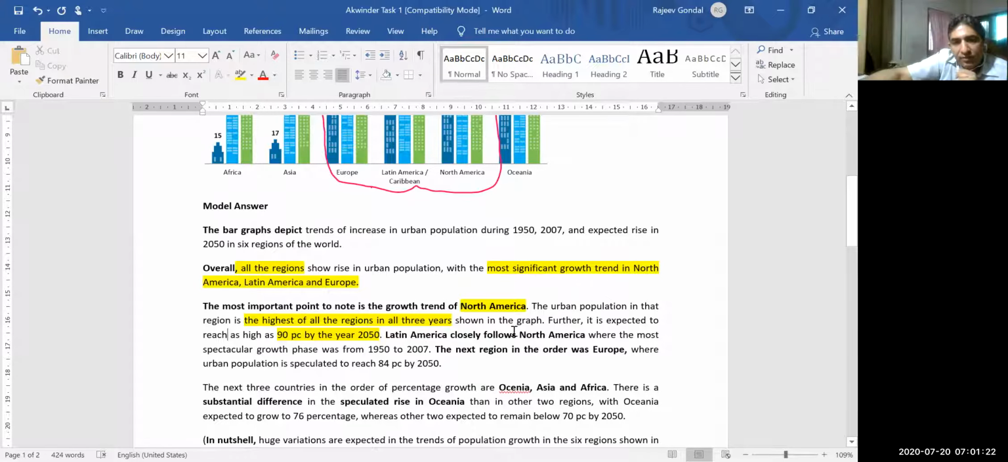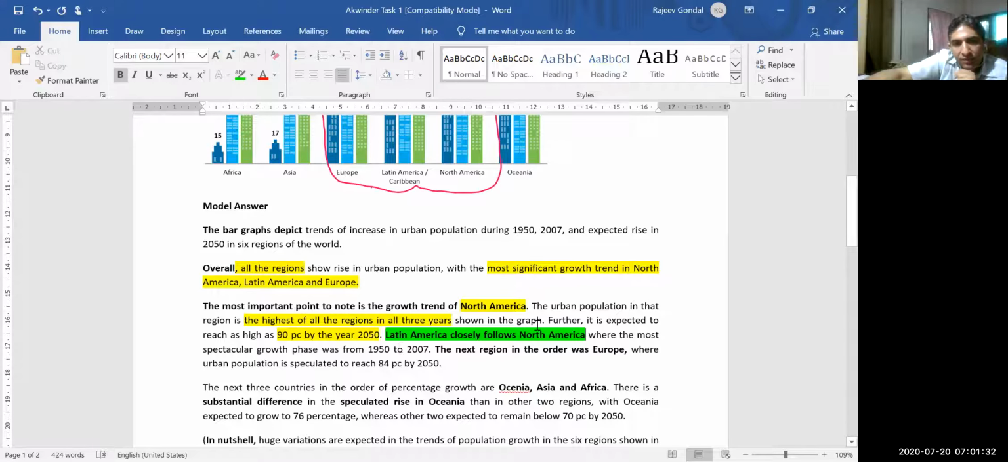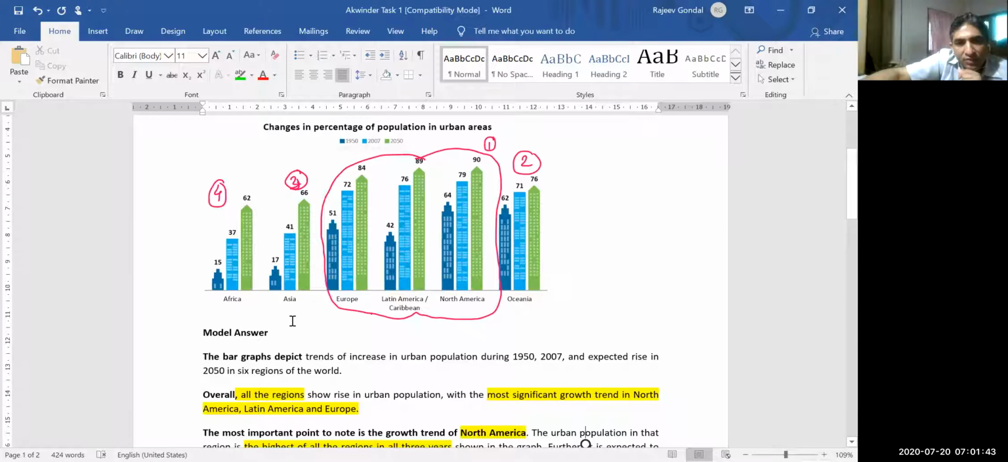Latin America closely follows now. So now this is a good transition happening here. From North America, you are transitioning to Latin America by using this statement. So we now talk about Latin America, and we say that it closely follows North America, where the most spectacular growth. Now, about Latin America, also, we are not writing about everything. We are just talking about the most significant thing in Latin America.